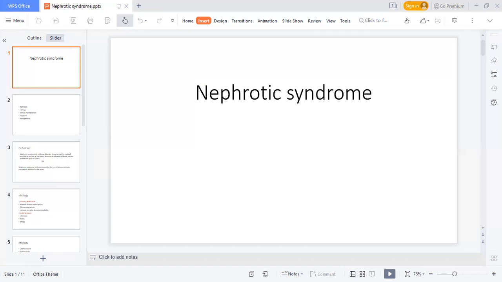And then in the first slide, I have already discussed the background, that is, the normal process through which urine is formed. That means glomerular filtration, selective reabsorption, and tubular secretion. I have discussed and given a touch to all these things in a very short way.